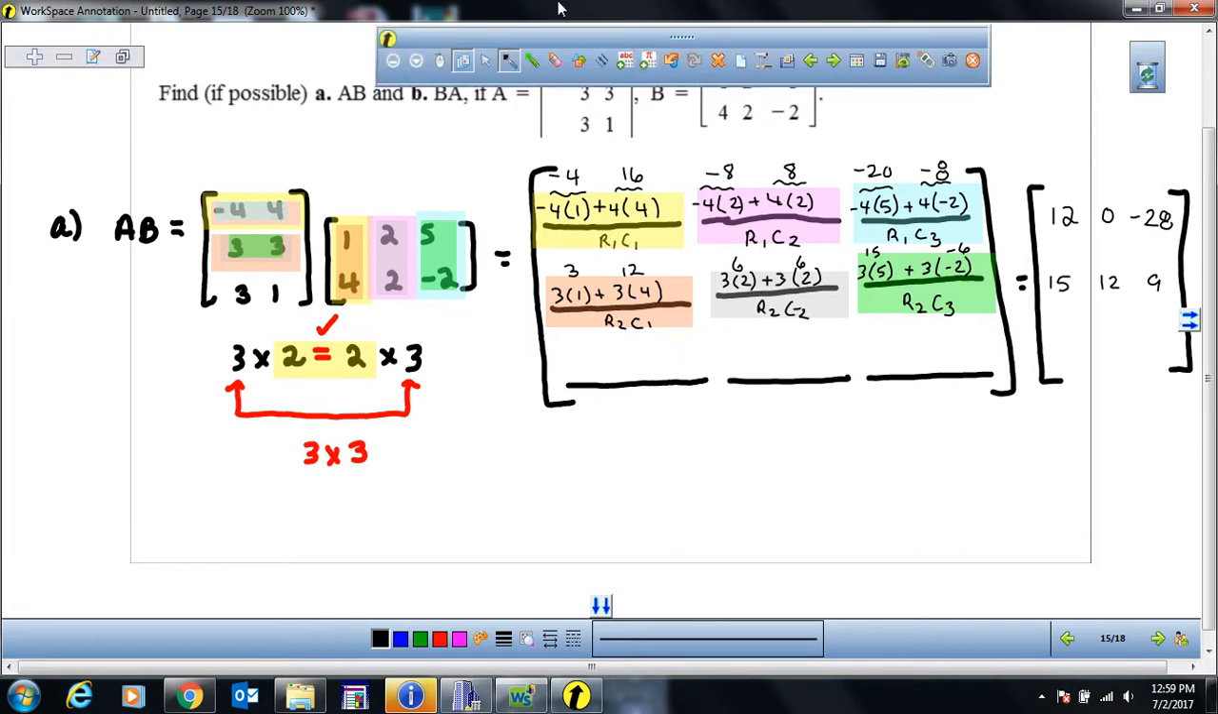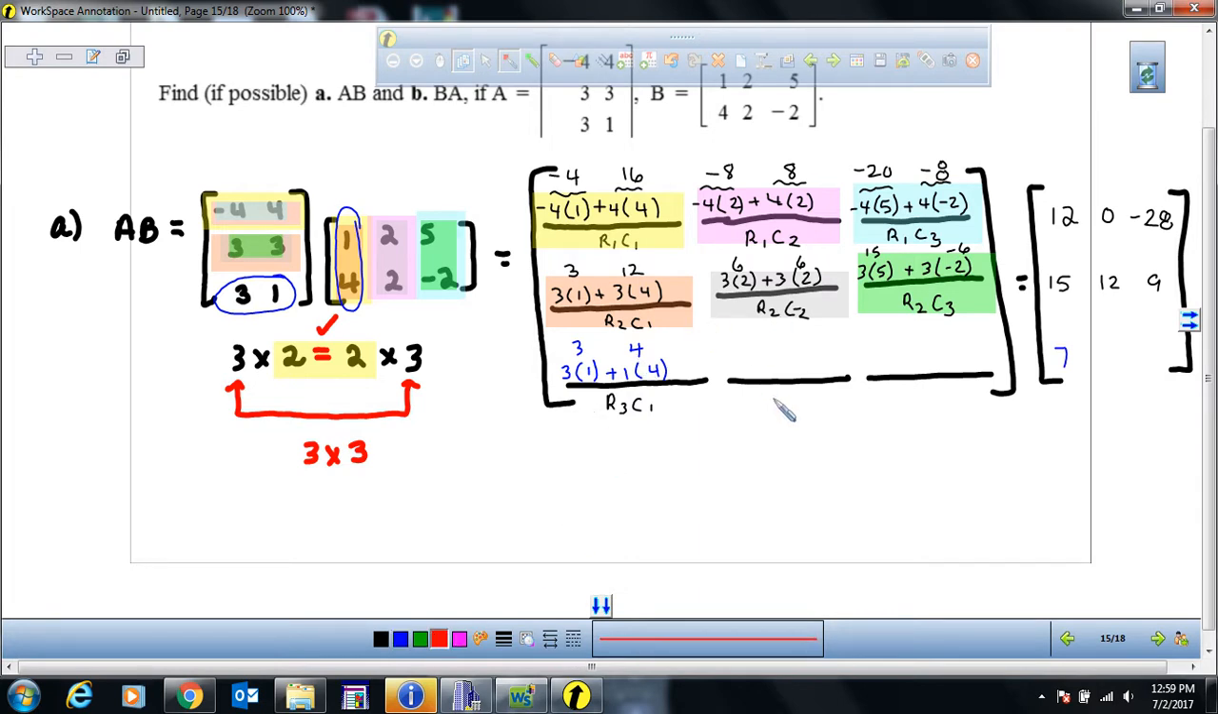Now we're going to find the last three values. Now this one is located in the third row, first column. So what you need to do to find that answer is this. You need to multiply the third row of the first matrix times the first column of the second matrix. So it would be the 3 times the 1 plus the 1 times the 4. That gives me a 3 plus 4, which is going to be a 7. So that value is going to give us a 7.